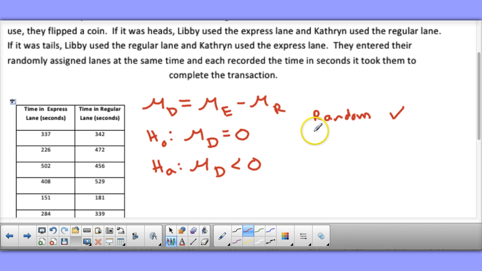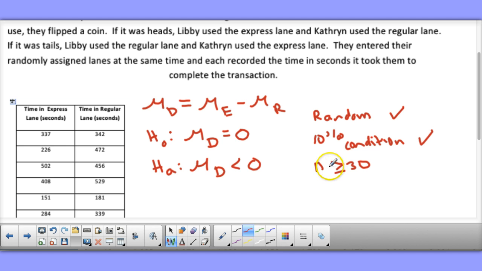Next, did they sample less than 10%? Well, yes, they did. Obviously, they could have gone to the store an infinite number of times. Well, not really infinite, but in theory infinite. That condition's met because there's clearly more than 150 times when they could have gone to the store. And then, is our sample size greater than or equal to 30? Well, that condition's not met because we only have 15 pieces of data here.